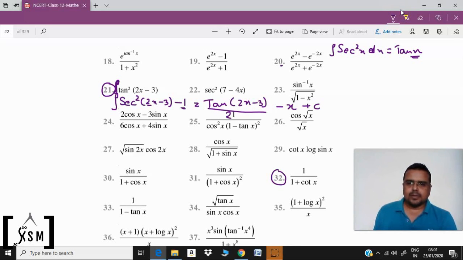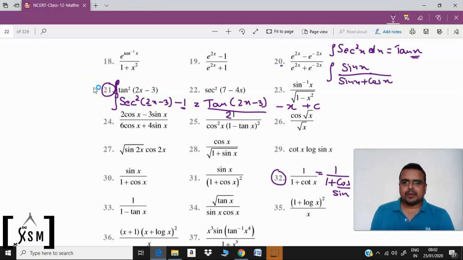Now it is 1 over 1 plus cot x. It's better if we convert this to sine and cos, right? So we get 1 over 1 plus cos over sine, correct? So I'm solving it here. We will get sine x over sine x plus cos x, right? Then what can we do? We can multiply up and down by 2, and outside we divide by 2, right?